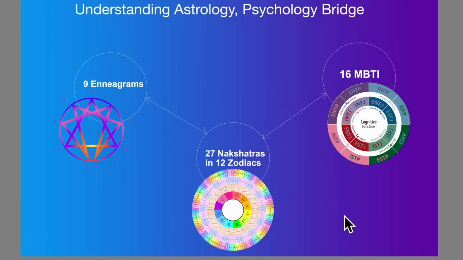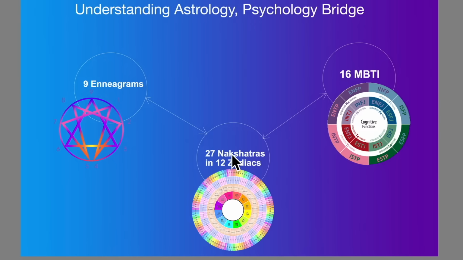In these series of videos, we are going to uncover the hidden layers between understanding the 9 Enneagrams in the Enneagram system of psychological evaluation, which has 9 basic archetypes, bridging with the 27 Nakshatras in the 12 zodiac signs of Vedic astrology. And we shall also borrow in the 16 Myers-Briggs type indicators of personality into the 27 nakshatras in 12 zodiac signs. So we'll basically bring in the Enneagrams as well as MBTI models into the 27 nakshatras.